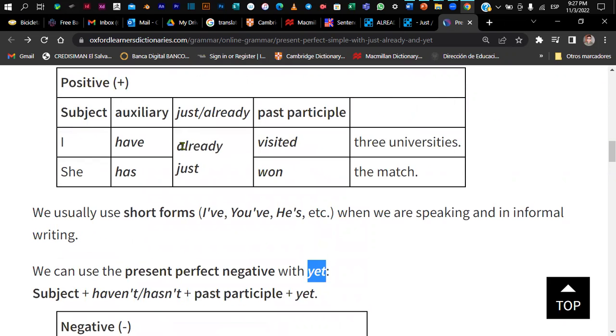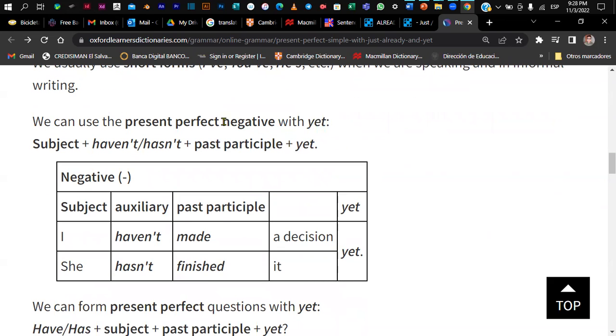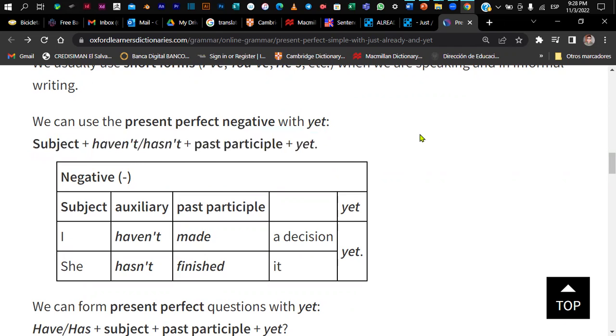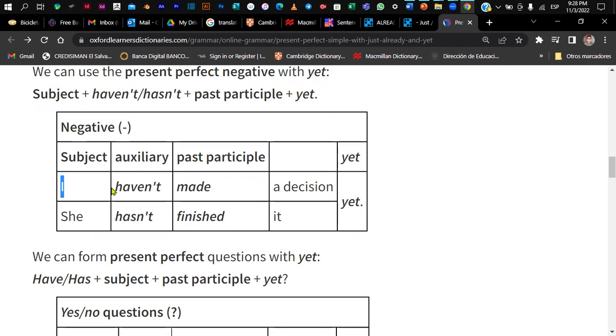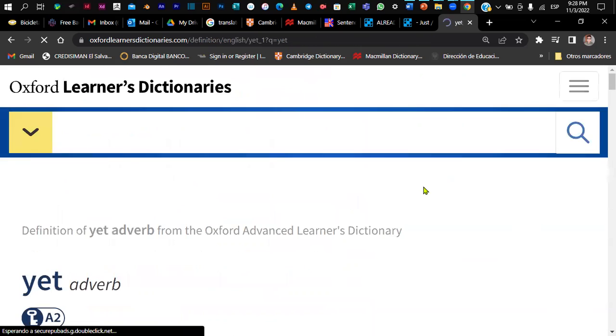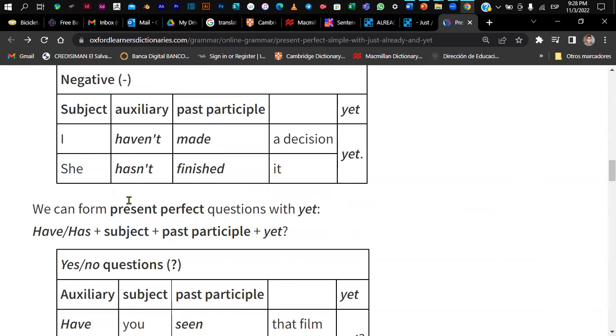Remember, already and just are for affirmative sentences, and yet is for negative. The formula: subject plus haven't or hasn't plus past participle plus yet, yet at the end. Examples: I haven't made a decision yet. No he hecho una decisión aún, todavía. Both, las dos.